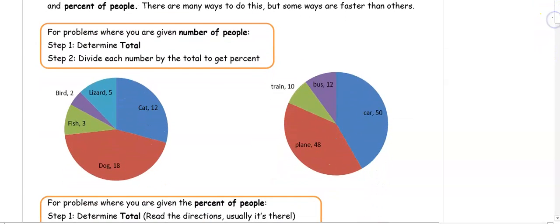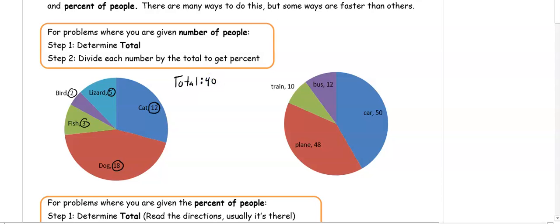If we look at these charts over here, the first chart has a bunch of different animals, and the number after each is the votes. To get from the number of people to percent, we divide the number of people that voted a certain way by the total. So first we have to figure out how many total people voted. If we add up cat plus dog plus fish plus bird plus lizard, we have 18 plus 12 plus 3 plus 2 plus 5, and that gets us a total of 40 votes.